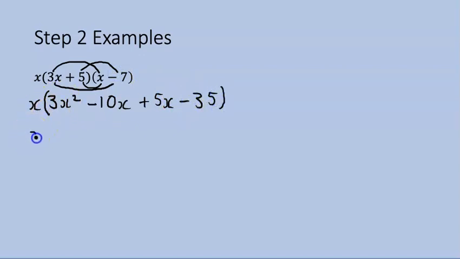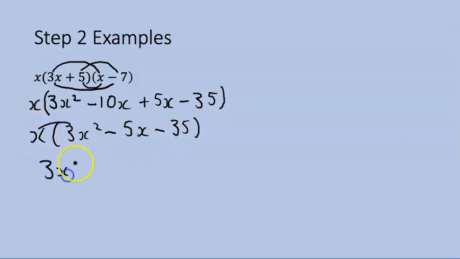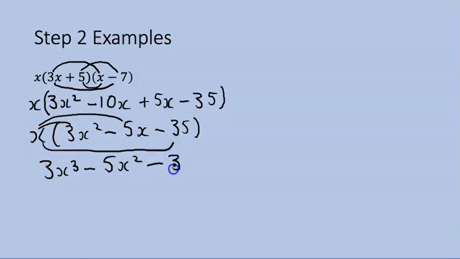Then I'm going to collect all my variables inside the bracket. So I've got 3x squared minus 10 plus 5 is minus 5x. And then I've got minus 35. All I need to do now is just multiply everything by x. So x times 3x squared is 3x cubed. x times minus 5x is minus 5x squared. And then x multiplied by minus 35 is minus 35x.